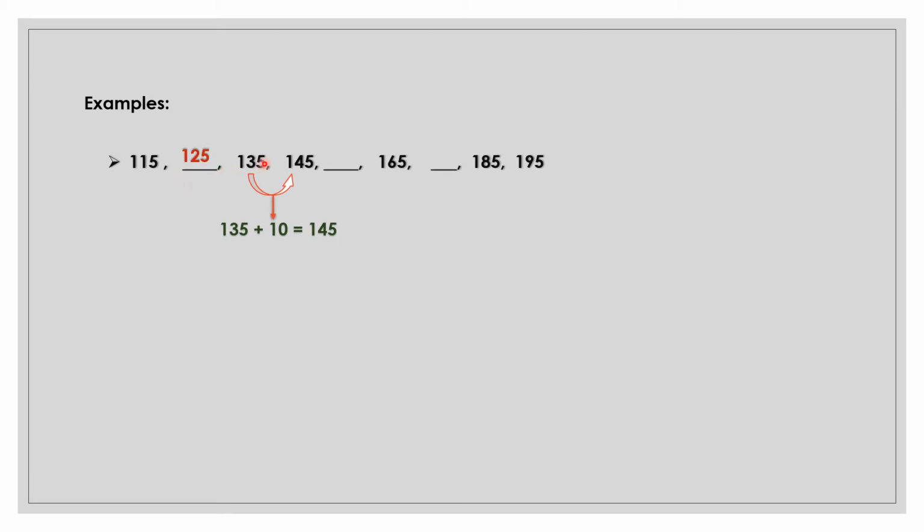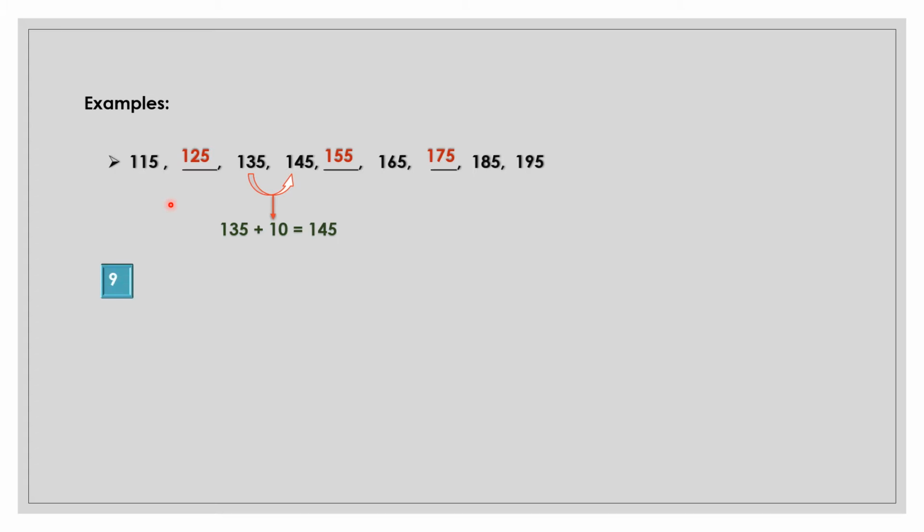So the pattern is correct. So 115 plus 10, 125 plus 10, 135 plus 10, 145. So if you add 10 to 145, you will get 155, plus 10 gives you 165. Then plus 10 is 175, plus 10 is 185, plus 10, 195. So this is a given set of pattern and here it is in increasing order and it is increasing by 10. Okay. Let us consider another example.